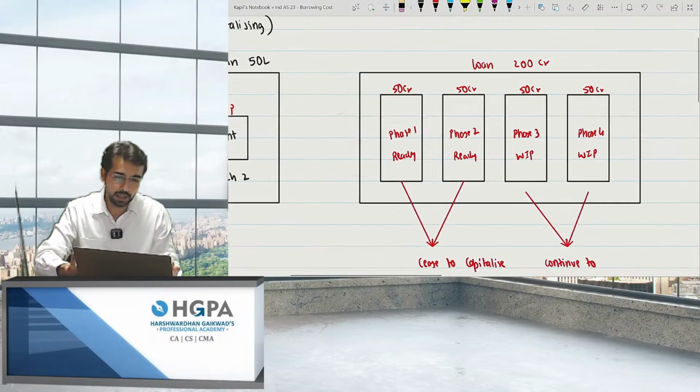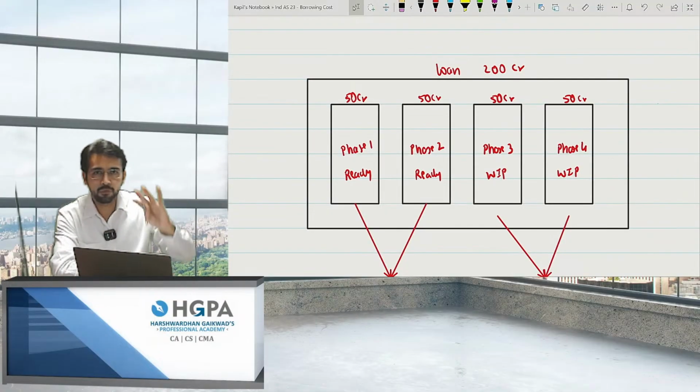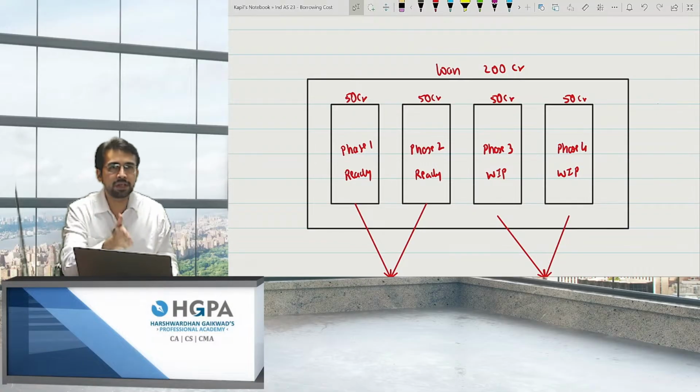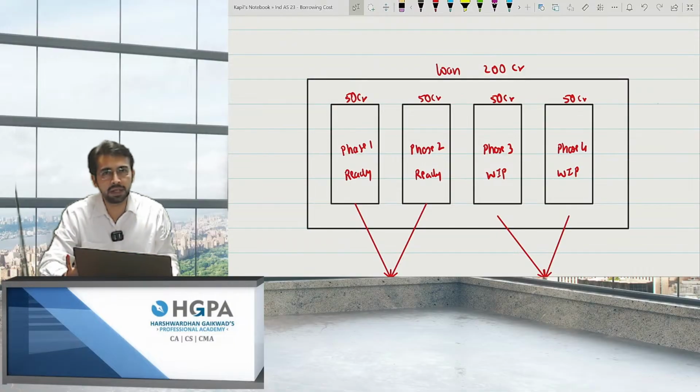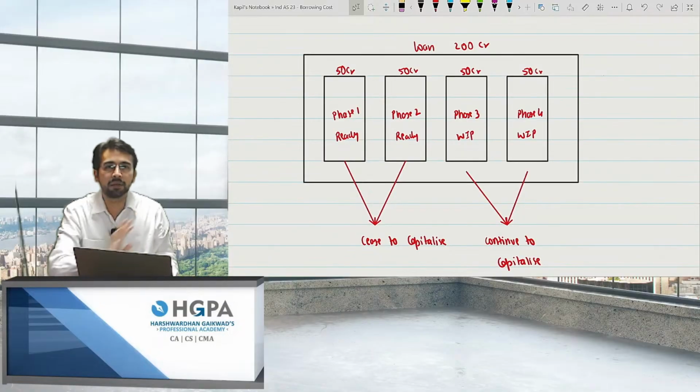Moving ahead. Now, the second scenario is I took a loan of 200 crores and I'm constructing a 4-story building: phase 1, phase 2, phase 3, phase 4. I took 50 crore, 50 crore, 50 crore, 50 crore for all the buildings. I started constructing all the buildings together. 2 buildings are ready and 2 buildings are still incomplete.